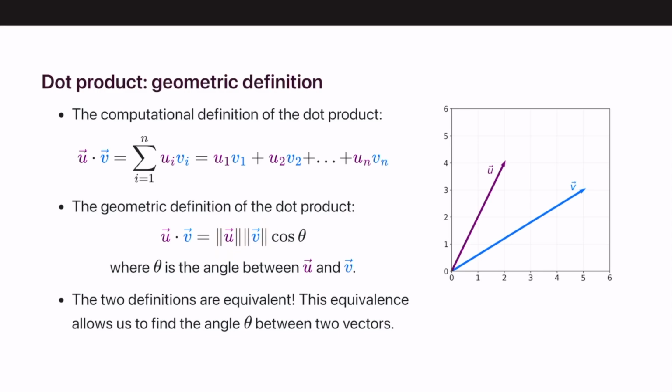So for this, let's go back and draw this out again. So we have 2, 4 for vector u, and I suppose v.